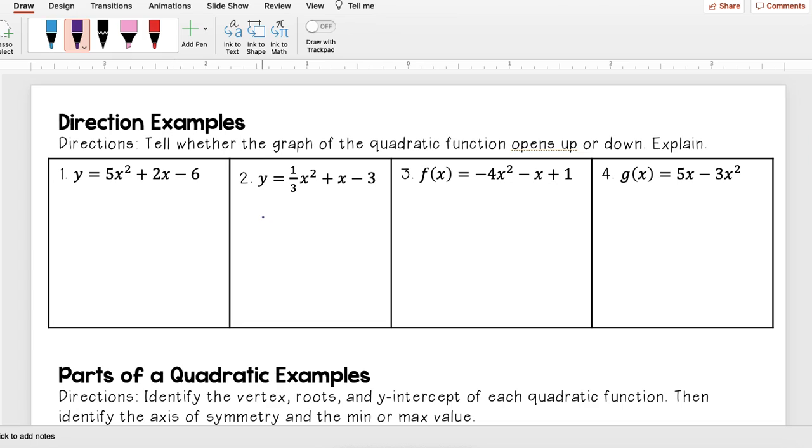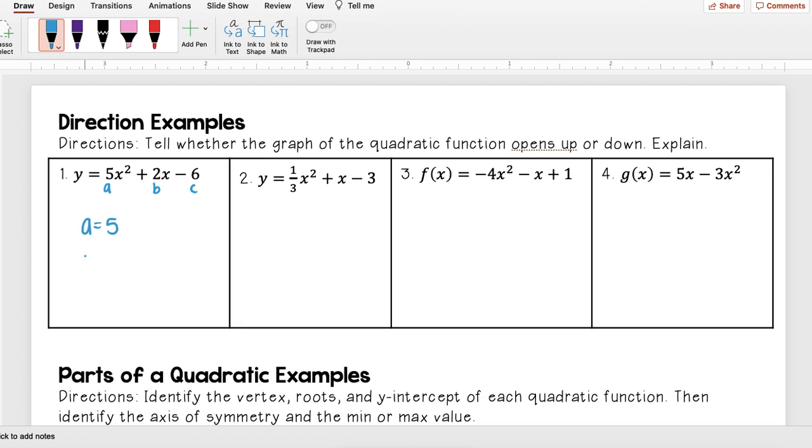So let's look at some examples. We're going to look at these equations and tell whether the graph of the quadratic function opens up or down, and then we're going to explain. First I want to see, is this written in standard form? Is my highest exponent first and then my lowest? I see it is. I want to figure out which one's my a value, so I'm going to label them all: a, b, and c.